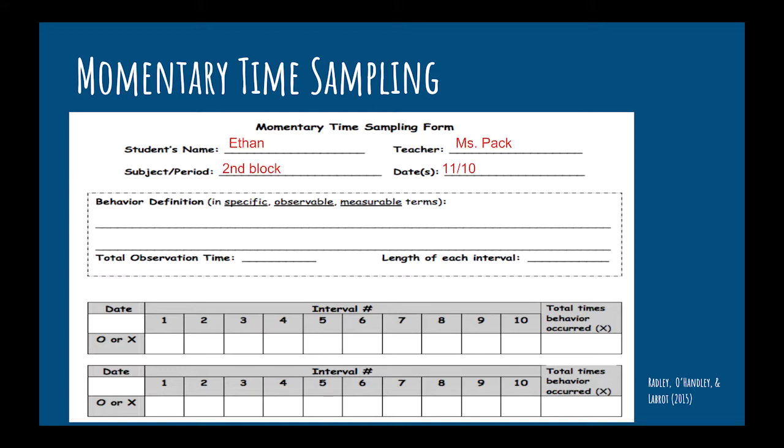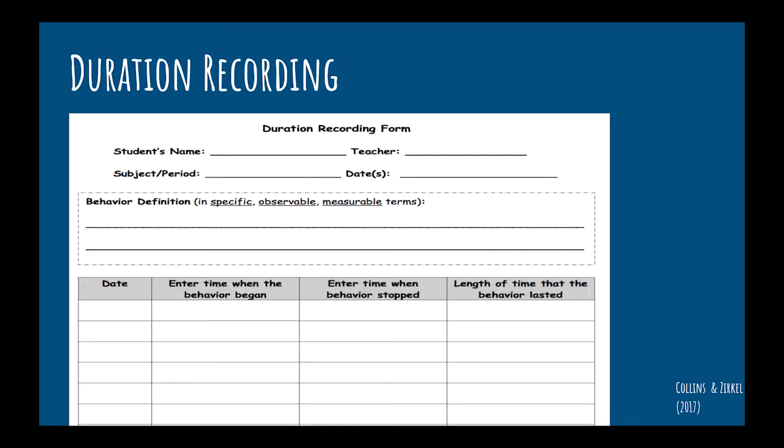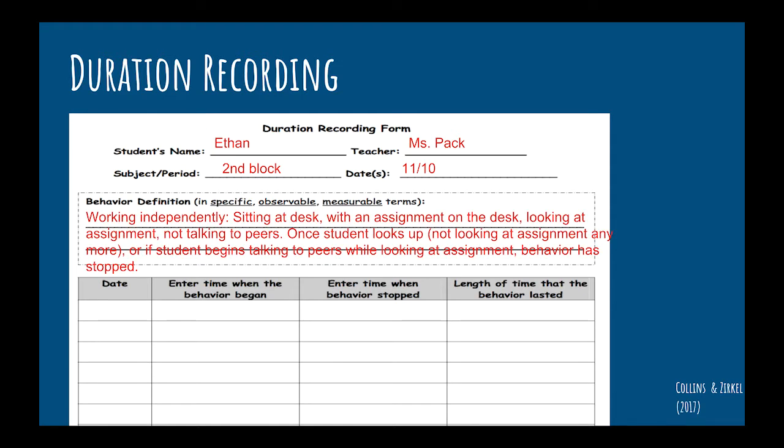Momentary time sampling provides an estimate of behavior rather than the documentation of every occurrence that can be easy to implement in class. Duration recording is used to document the amount of time a student spends engaging in a behavior. A behavior that has a clear beginning and ending can be observed using a duration recording. Duration recording requires some way of measuring time. A wall clock, wristwatch, or stopwatch are all instruments that can be used to record duration.